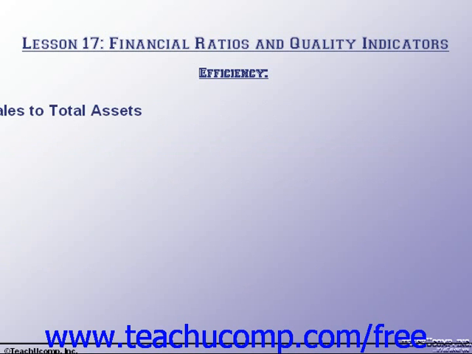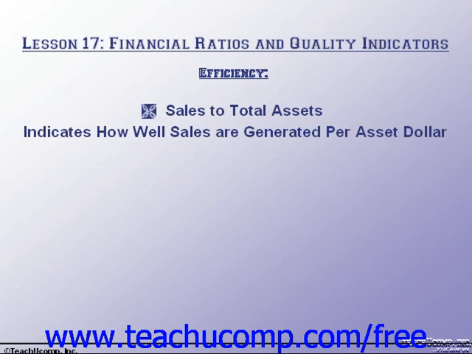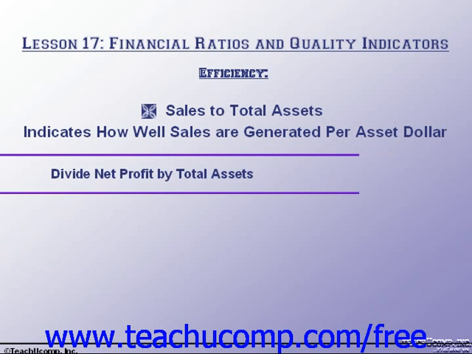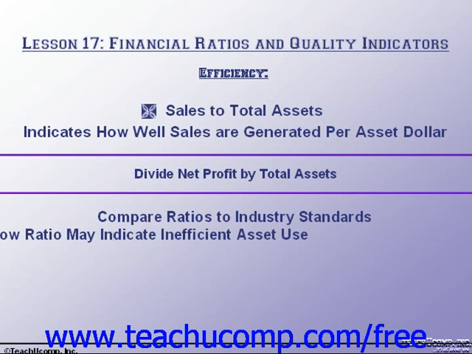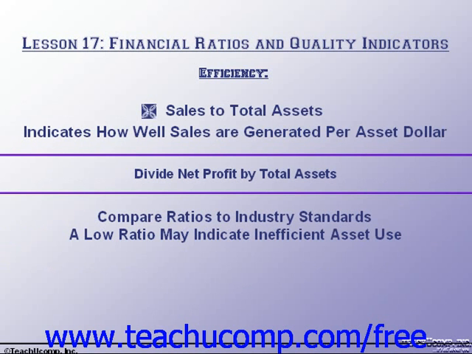The sales to total assets ratio, also called the return on assets ratio, indicates how well your business generates sales for each dollar of assets at its disposal. To calculate this ratio, divide the net profit by the total assets. You can then compare your ratio to industry standards. If this ratio is lower than average standards for your industry, it may indicate inefficient use of assets.